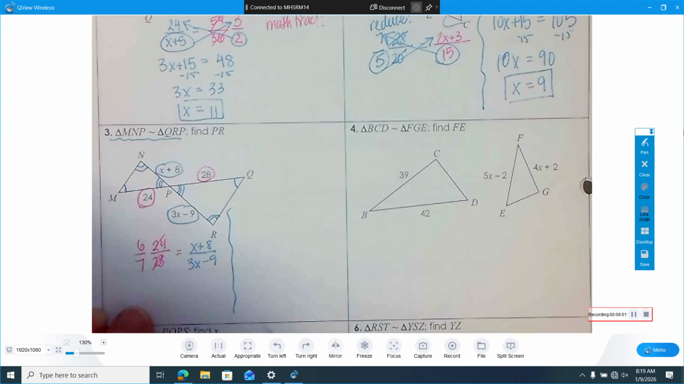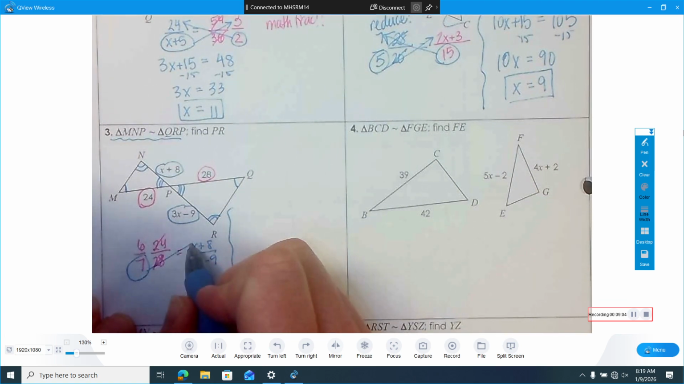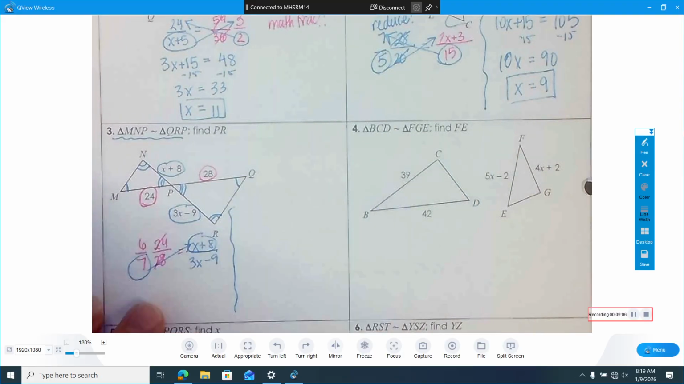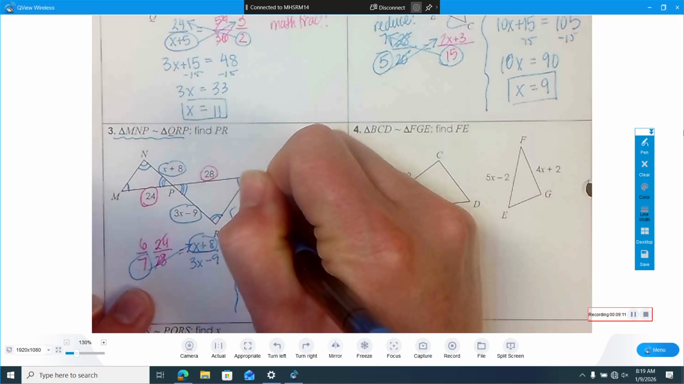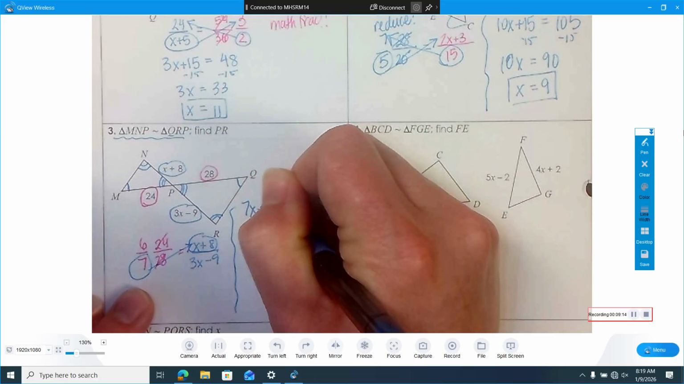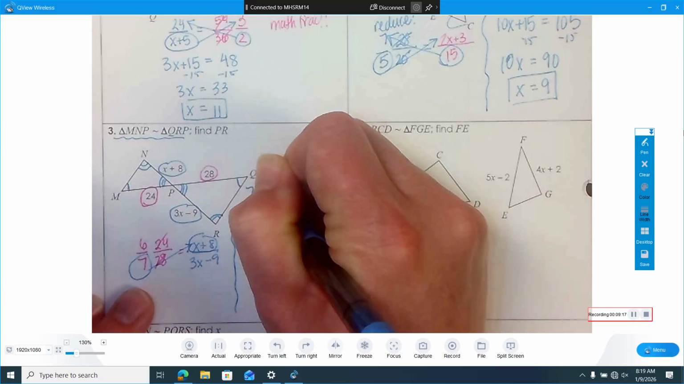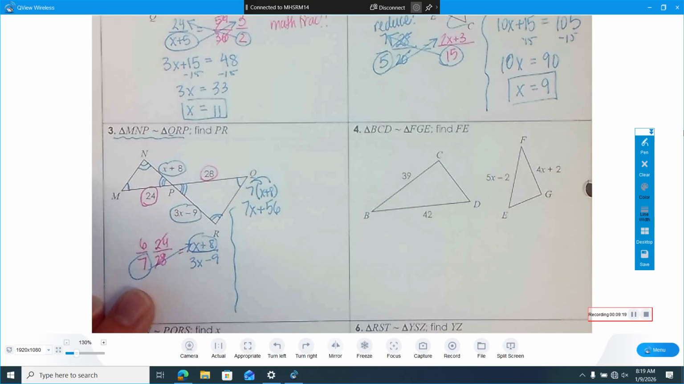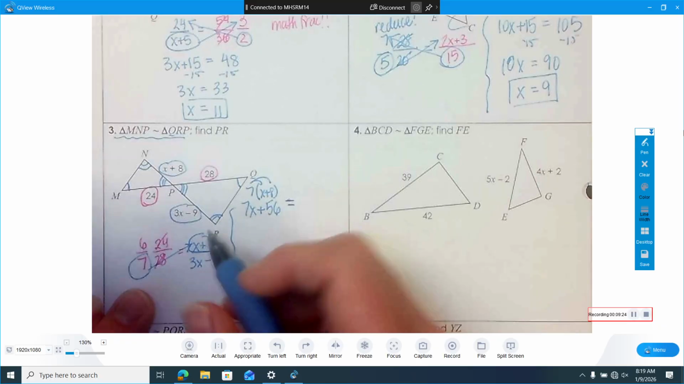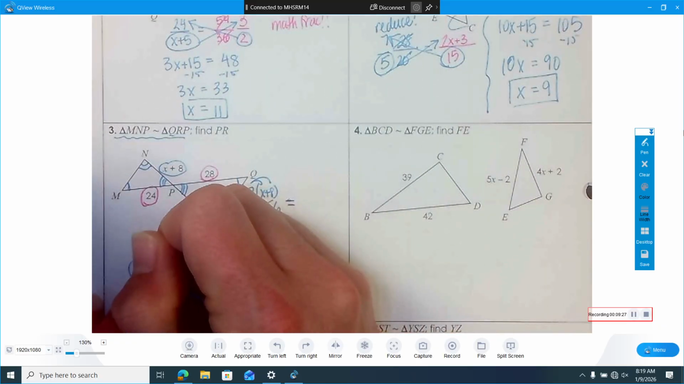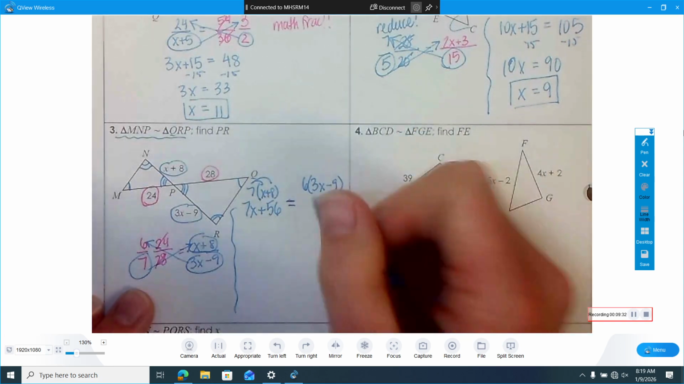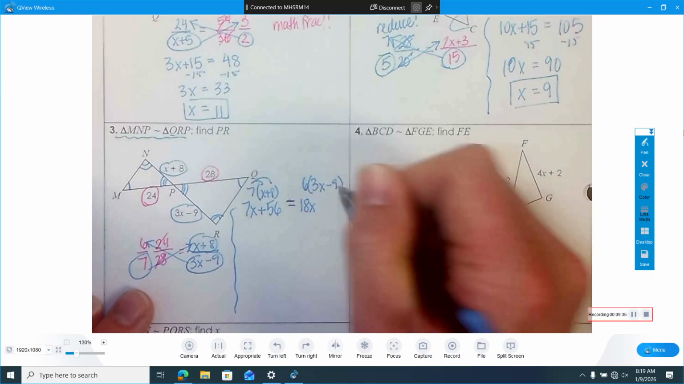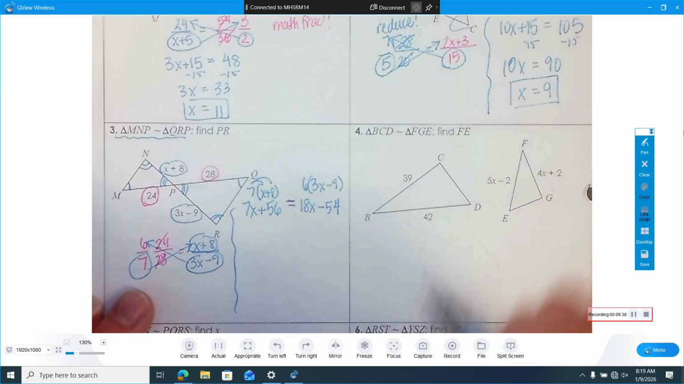All right. So cross multiply here. I have 7 times my numerator of x plus 8. 7 times the quantity x plus 8 is what? So, careful. 7x plus 56. Yeah, this is 7 times the quantity x plus 8, so you got to remember to distribute. And that's equal to 3x minus 9 times the 6. So again, that's 6 times 3x minus 9. We got to distribute. 6 times 3x is 18x, and 6 times negative 9 is negative 54.